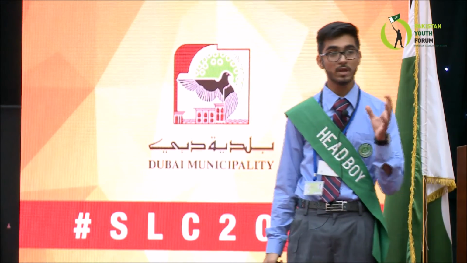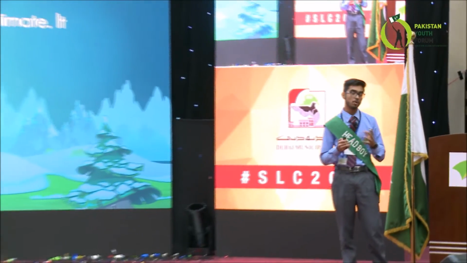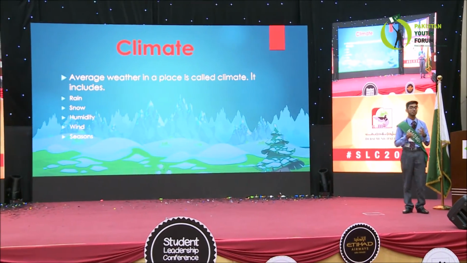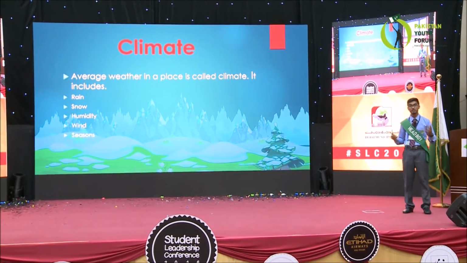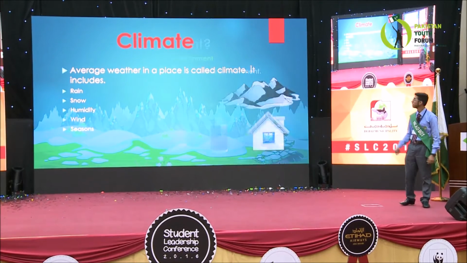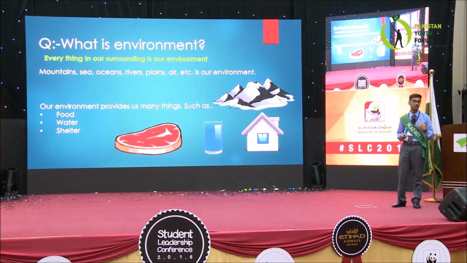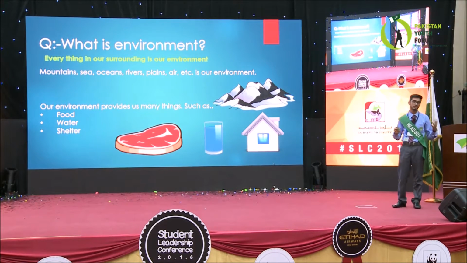Climate. The average weather of a place is known as climate. It includes wind, season, air, humidity, and other factors. For example, the climate of the United Arab Emirates is hot and humid. The climate of a place takes several years or million years to change. Environment. Everything in our surrounding is our environment. It includes mountains, rivers, snows, etc.